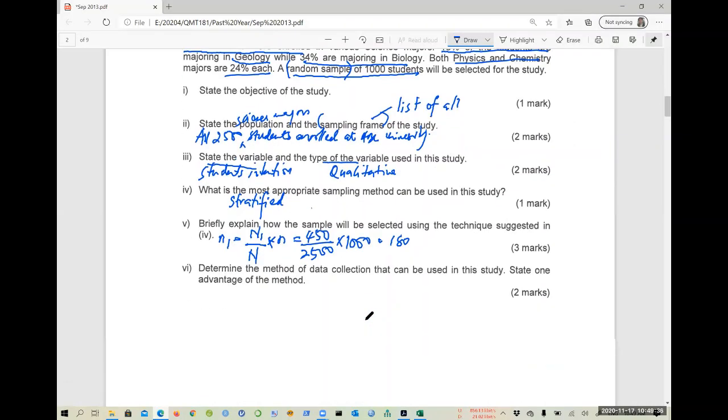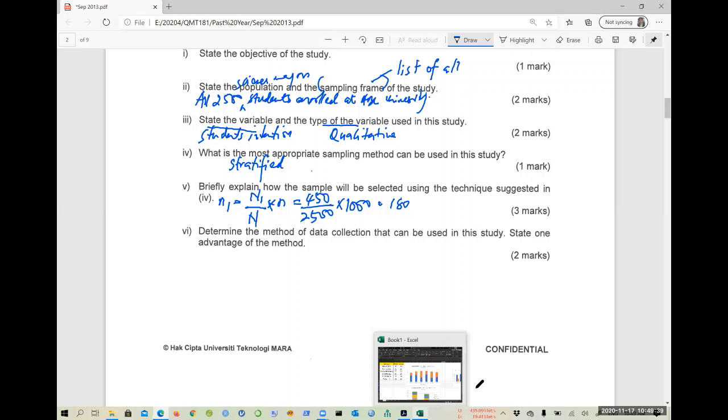And then for the last question, they ask you to determine the method of data collection that can be used in this study. So you can just give any data collection method that is appropriate and just give one example, one advantage. So in this case, you can use face-to-face interview. Since this one is in 2013, during this time we don't have all the apps and so on, right? So if this question is being asked now, maybe there are other options that you can use.